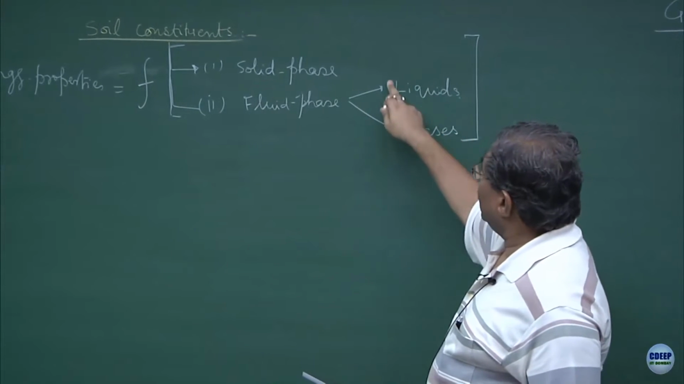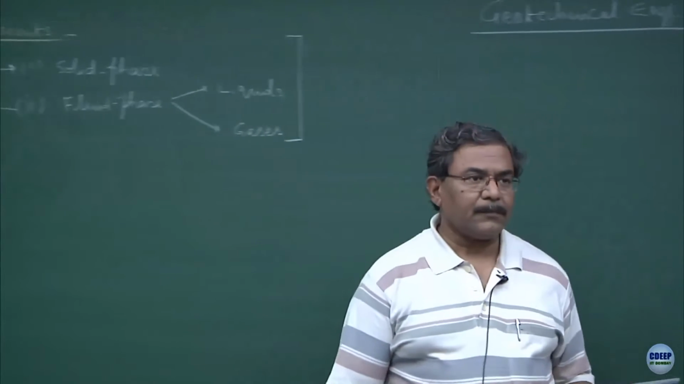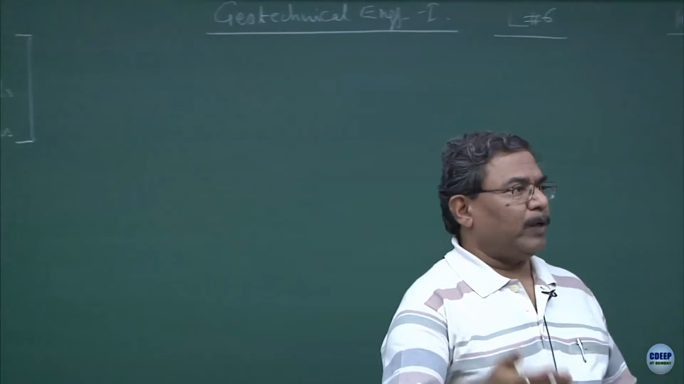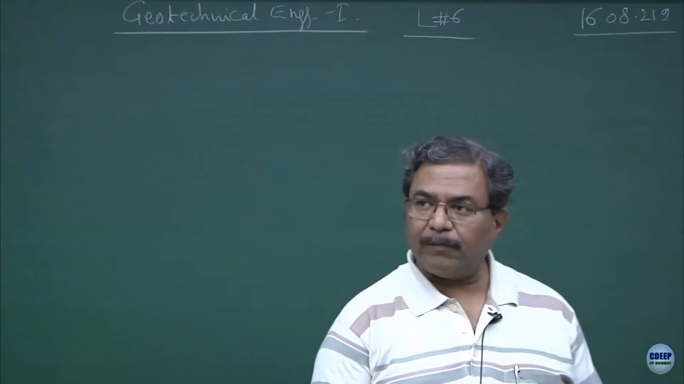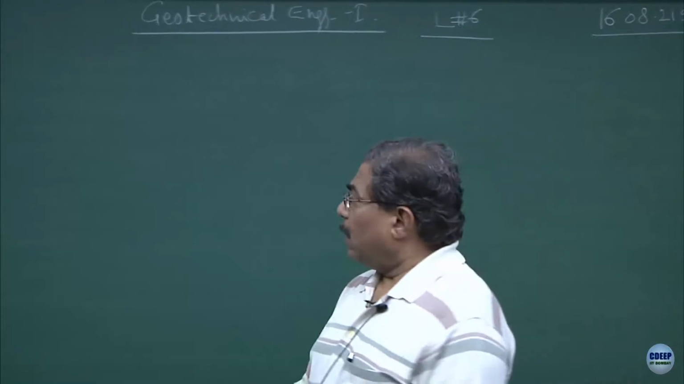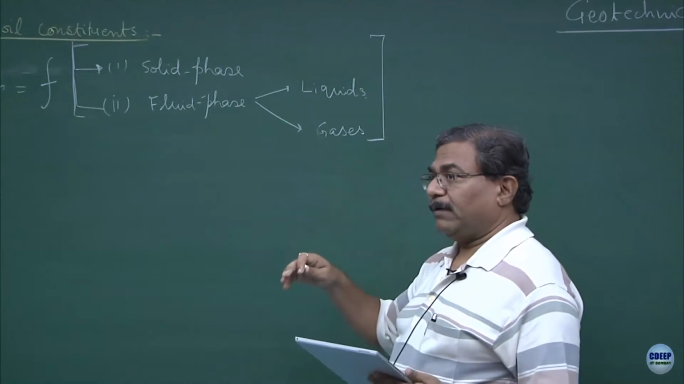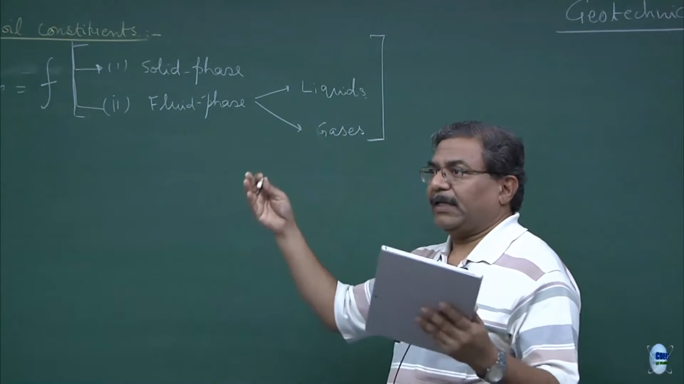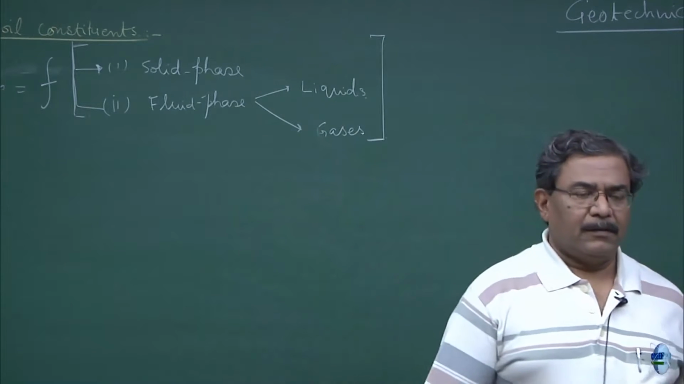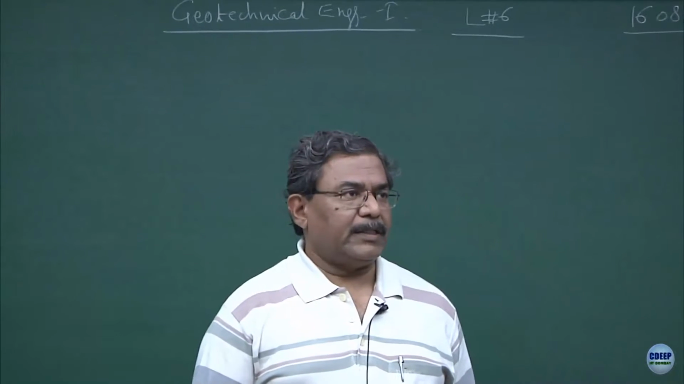Liquids could be water, or the effluents coming out of different industries in the form of pollution. The gases could be air, or different types of gases, let us say methane, carbon dioxide, a combination of all these things, and water vapors.